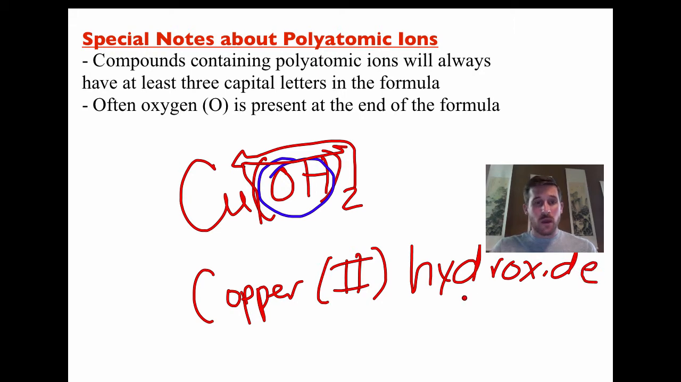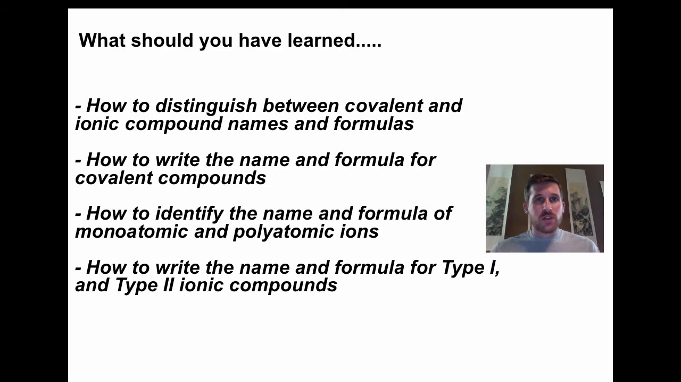There you go. Alright guys, so what should you have learned here? You should have learned how to distinguish between covalent and ionic compounds, both by their names and their formulas. You should have learned how to write the name and formula for covalent compounds, how to identify the name and formula of monoatomic versus polyatomic ions, and then finally how to write the name and formula for type 1 and type 2 ionic compounds, and note those differences at the end there too with the polyatomic ions.